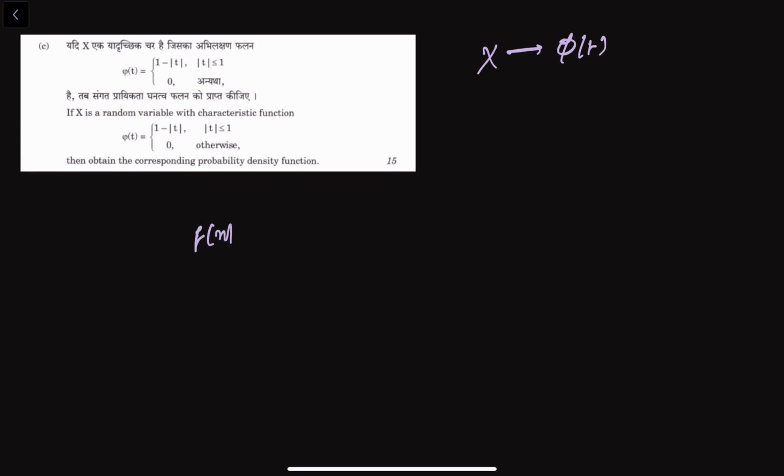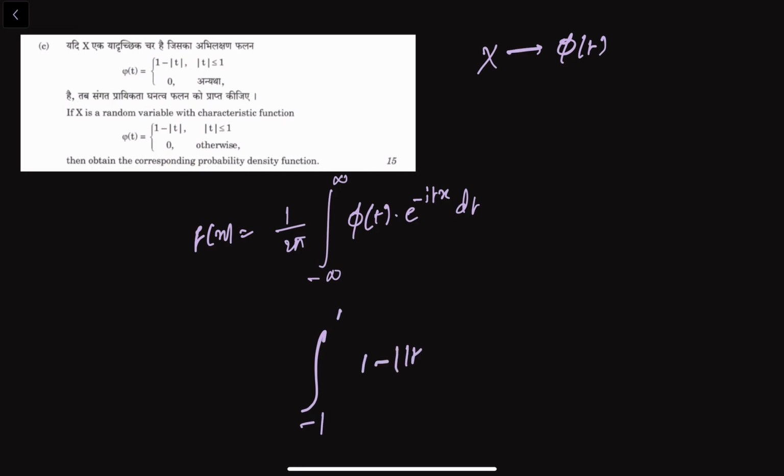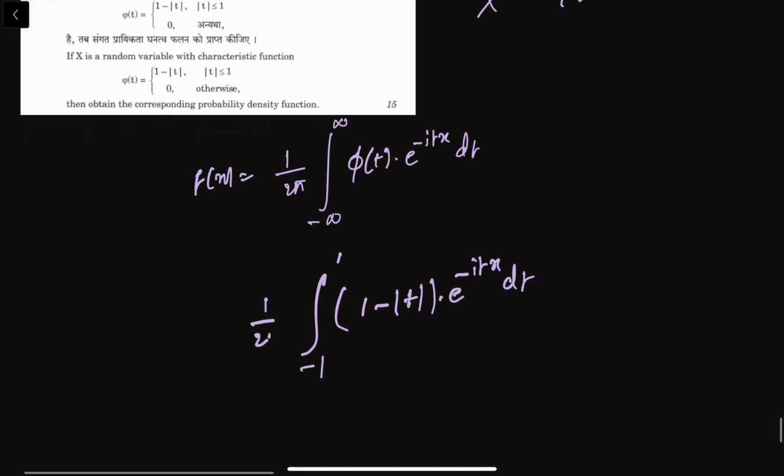So f of x is 1 by 2 pi, integral from minus infinity to infinity, phi of t into e to the power minus itx dt. Here our phi of t is nothing but 1 minus |t| for |t| less than or equal to 1. That means between minus 1 to 1 we have our characteristic function in this form, into e to the power minus itx dt, times 1 by 2 pi. So that will be our f of x.